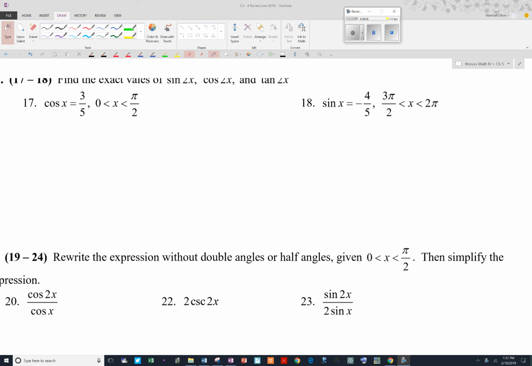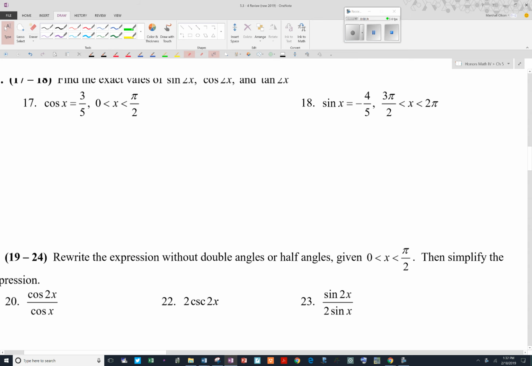All right, so I'm going to go over a few problems here that people had questions on and posted in the comments in Classroom that they'd like to go over. So a couple off the review and then a couple off of 5.4. So this is number 18 off the 5.3, 5.4 review.